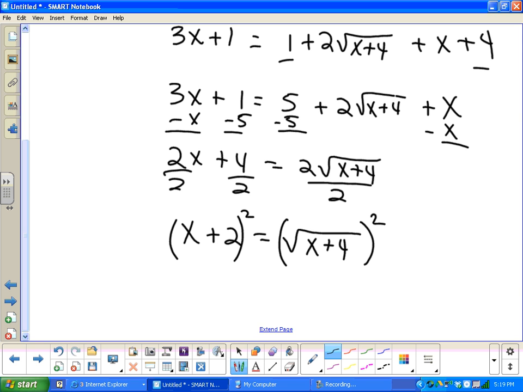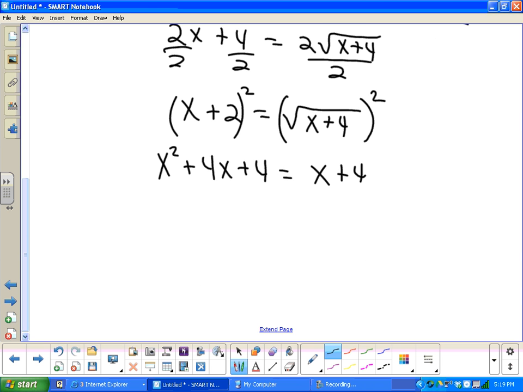Okay, so here we go again, square, square, twice the product. That would be x squared plus 4x plus 4 equals x plus 4. Now it's another quadratic, so we're going to set it equal to 0 and probably solve it by factoring it. So we'll subtract that x over. That's going to give me 3x there.